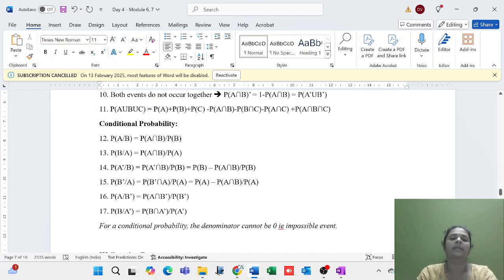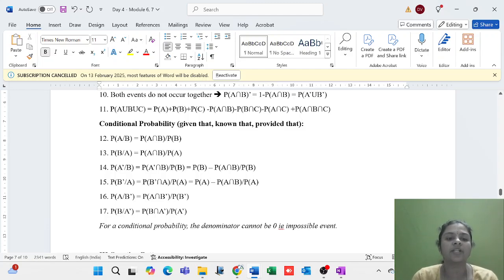Next, coming to conditional probability. Now the formula for conditional probability will be tested as A given B. So the words that you will find in the question for conditional probability are: if it is given that, or known that, provided that. Something like this will be hints for a question on conditional probability.